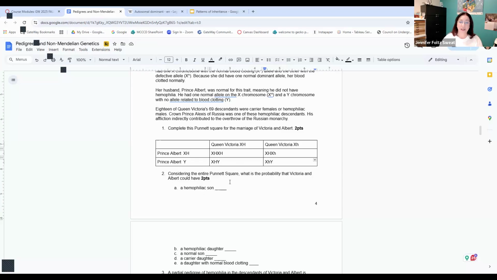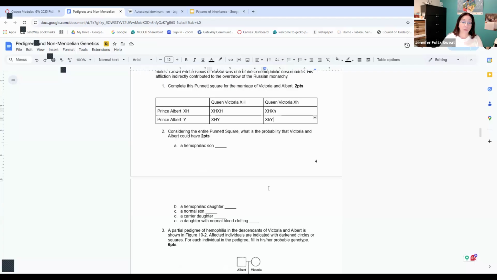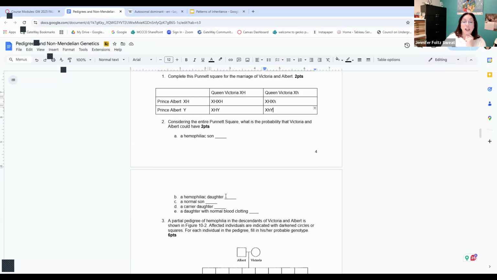So here it says, what is the probability that they would have a hemophiliac son? It would be 50%, because you just look at the sons. You put 25%, I wouldn't count it wrong. What is the probability that they would have a hemophiliac daughter? Well, let's look at our daughters here. Hemophiliac would have to be X little h, X little h. So it'd be 0%.